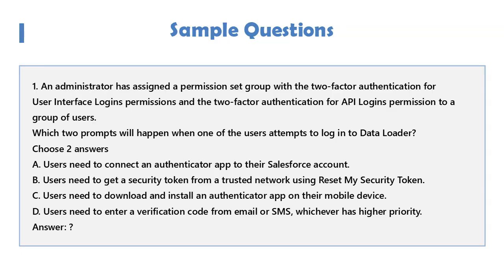B. Users need to get a security token from a trusted network using Reset My Security Token. C. Users need to download and install an authenticator app on their mobile device. D. Users need to enter a verification code from email or SMS, whichever has higher priority.